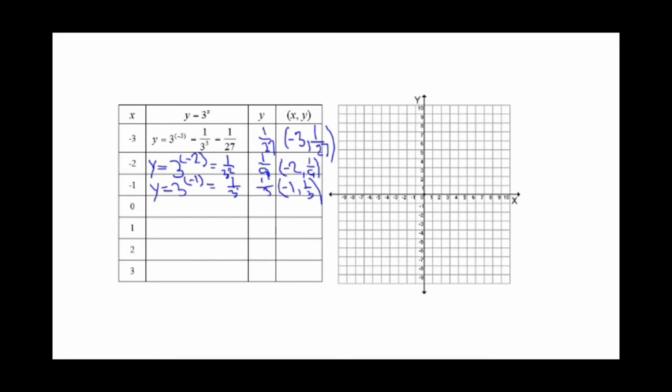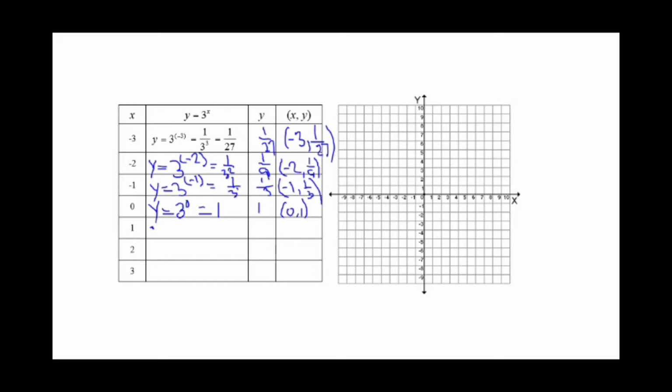Next, I have my x value of 0. So I have y equal to 3 to the power of 0. Anything to the power of 0 is 1. Remember that from exponential law. So my y value is 1. So my point is 0, 1, which is my y-intercept. So I know this is where my function is crossing the y-axis.